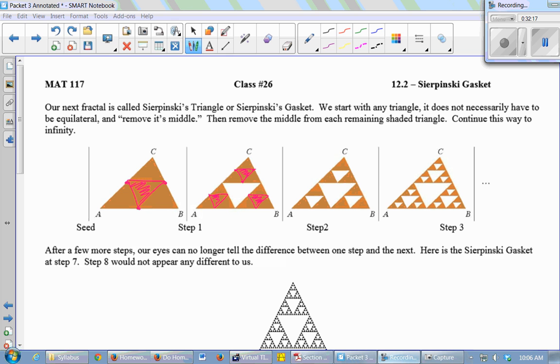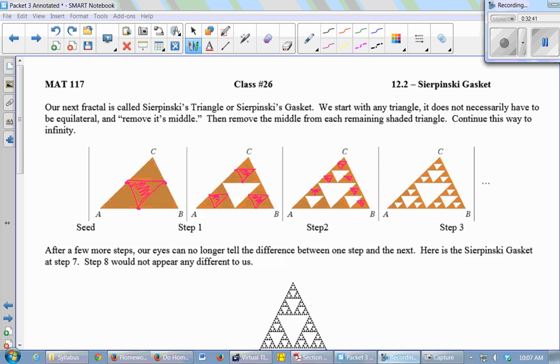And you get step 2. Yeah, you just get rid of it. Imagine you have like a triangular hole punch and it's gone. And then you do that to all the remaining triangles. Remove the middle. So you get the middle by connecting the midpoints of the 3 sides and get rid of the middle, and you get step 3.